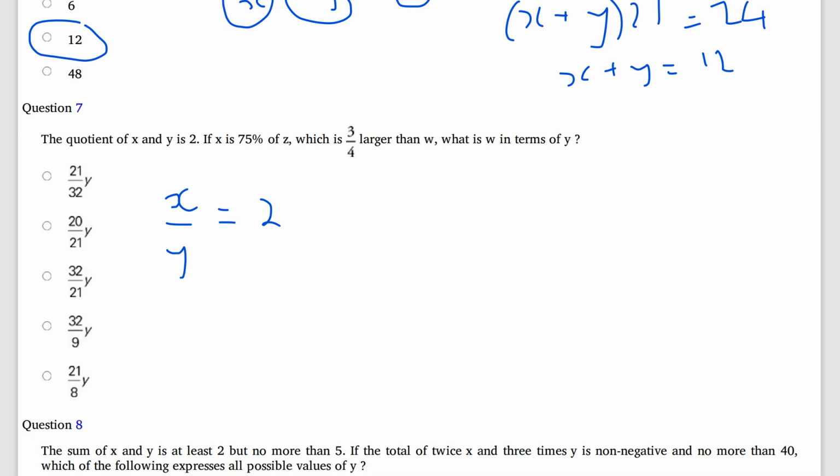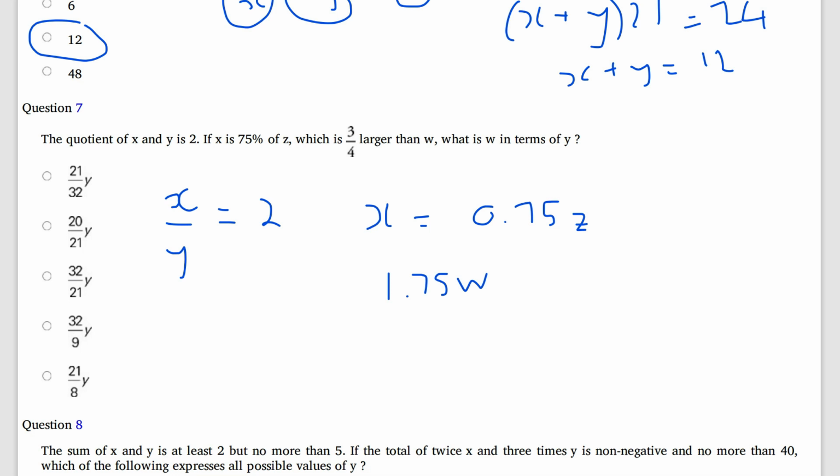If x is 75% of z, so x equals 0.75 z, could have used fractions there maybe, but which is 3/4 larger than w. So z, which is what the which refers to, z is 3/4 larger than w. How do I write 3/4 larger than w? That's w times 1.75. Or I could have done 7/4 w. But 3/4 is 0.75. So to be 3/4 larger, you times by 1.75.